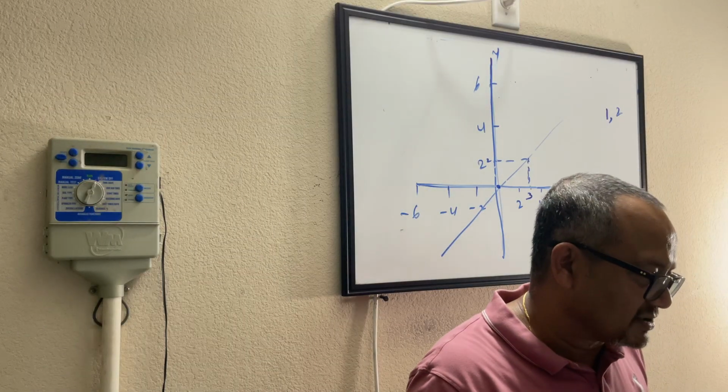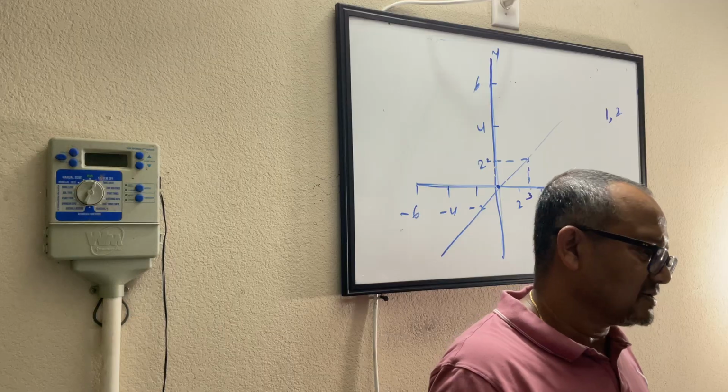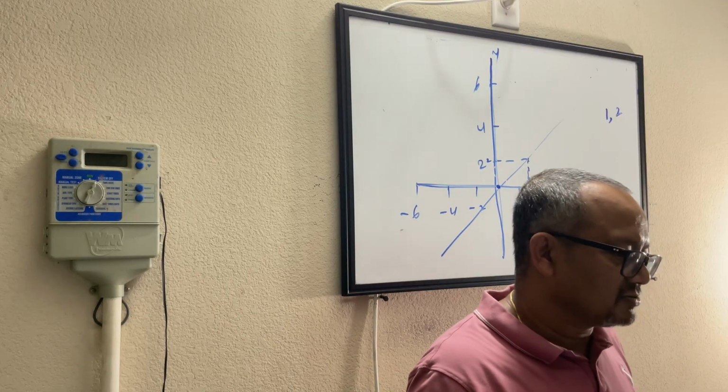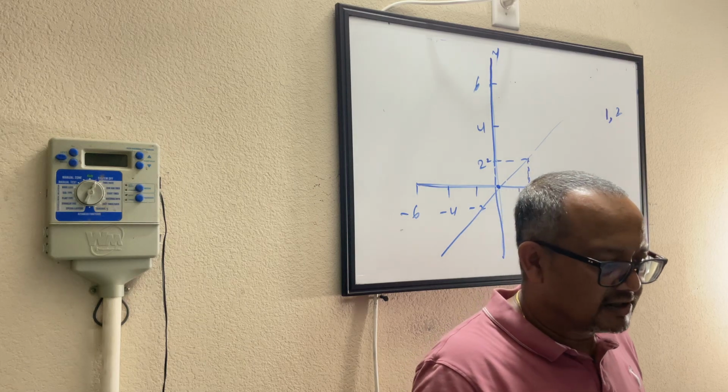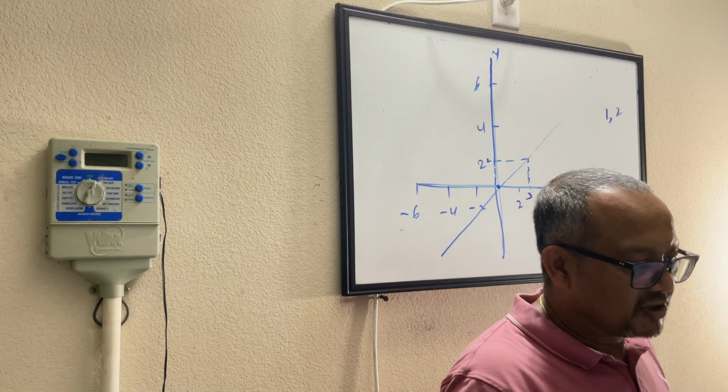Let's see what Arab says. I got 2. You also got 2. Yeah, Thanu, you told the answer, right? 2. You can put the hands down.